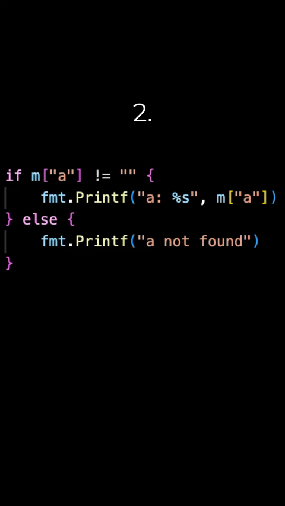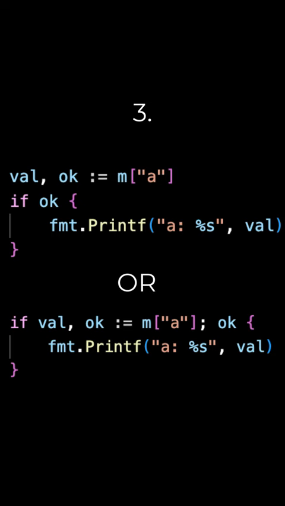This way is not recommended because you cannot distinguish between a key that exists with an empty string or a key that doesn't exist. So the best way is actually the third way, where we're going to introduce a new variable, which can be true or false. It's a Boolean, and it is going to indicate whether the key exists, yes or no.